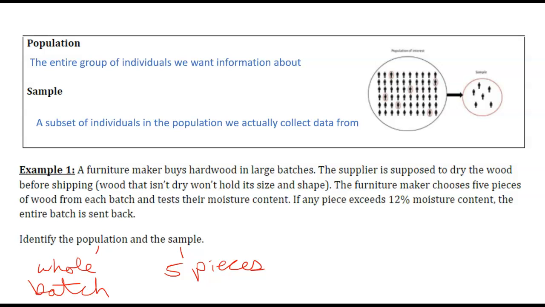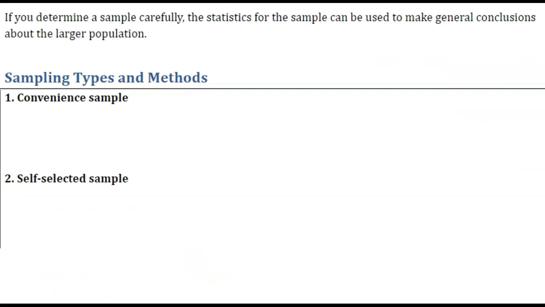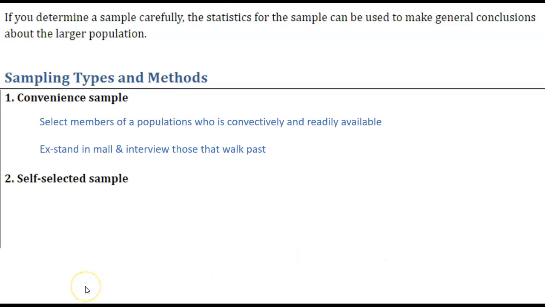So this is an introduction to sample and population. What gets interesting is choosing our sample. If you determine your sample carefully, the statistics for the sample can be used to make general conclusions about the larger population. So these are the types of ways that we can decide who gets picked and how they get picked.